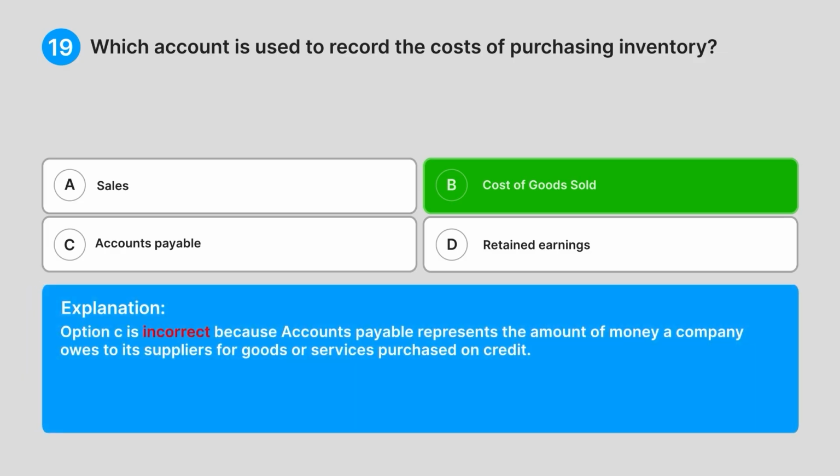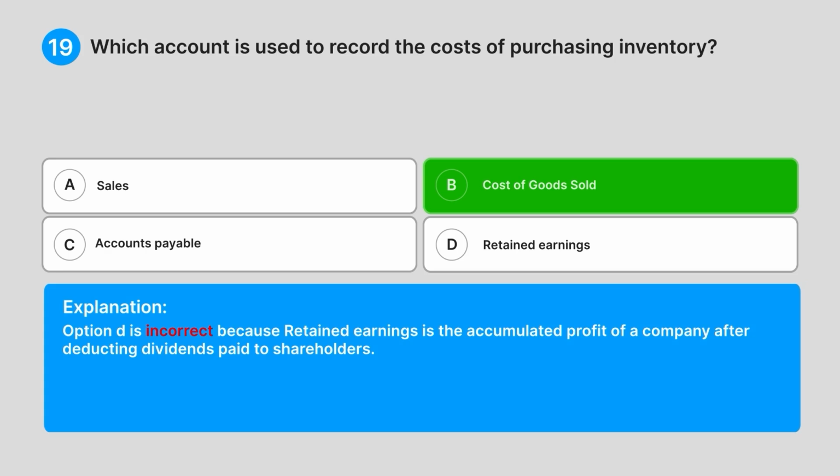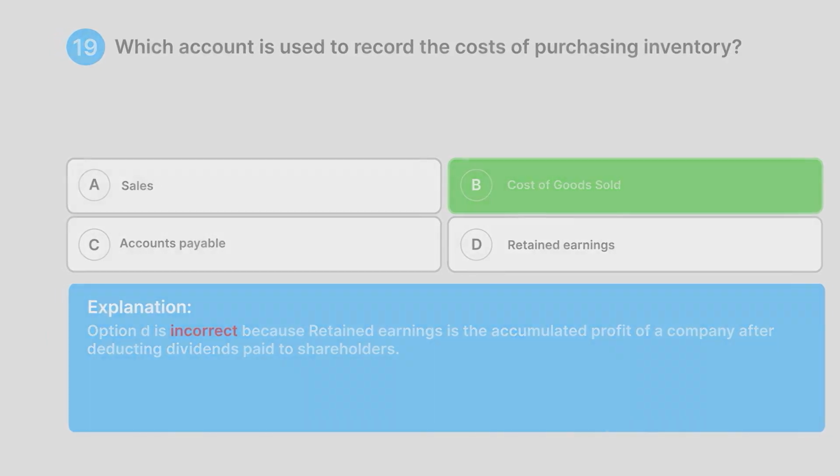Option C is incorrect because accounts payable represents the amount of money a company owes to its suppliers for goods or services purchased on credit. Option D is incorrect because retained earnings is the accumulated profit of a company after deducting dividends paid to shareholders.